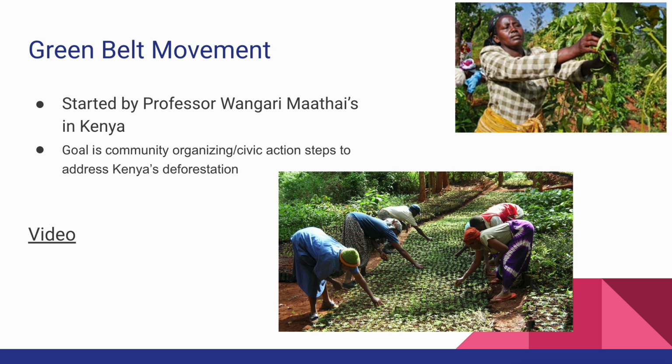All right, the Green Belt movement. So this was started by Professor Wangari Maathai in Kenya. The goal was to have the community take action and take some steps to address Kenya's deforestation. And this was led by a woman, and a lot of women came together into these civic action groups, and one by one they planted trees and worked to grow the forest. There's a video link there for those of you who I have for class, and you're able to access that video.